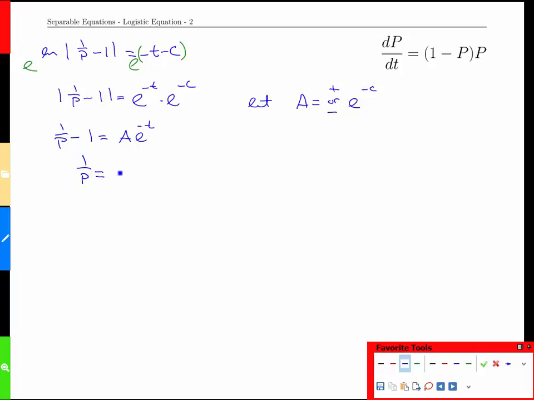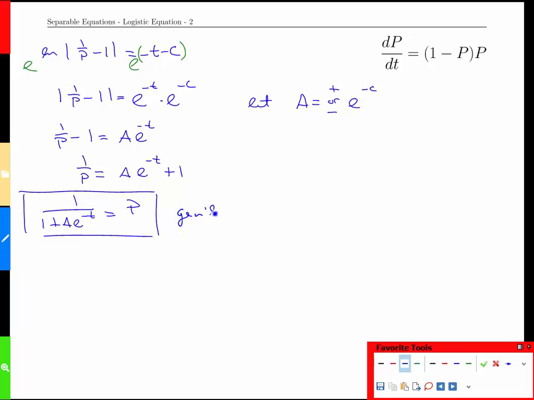1 over p is a e to the minus t plus 1. Bring the p up, all this down. 1 over 1 plus a e to the minus t equals p. And that should be our general solution.